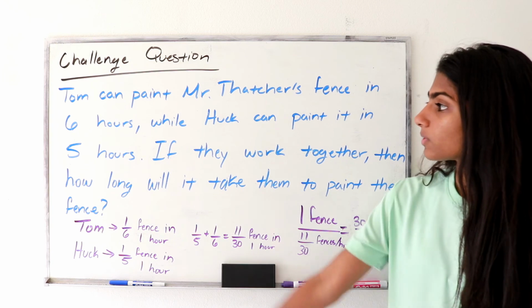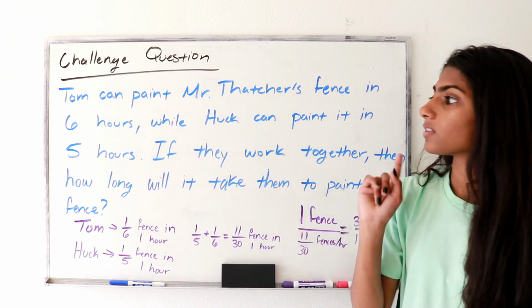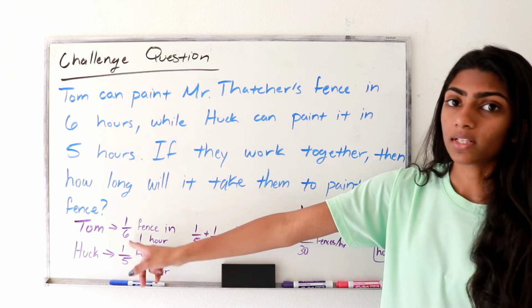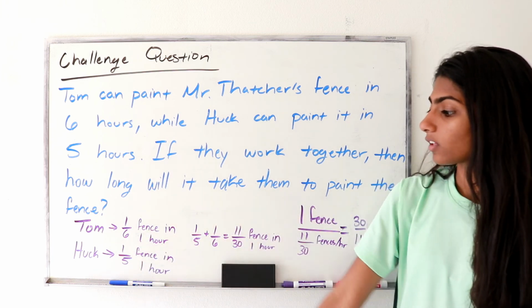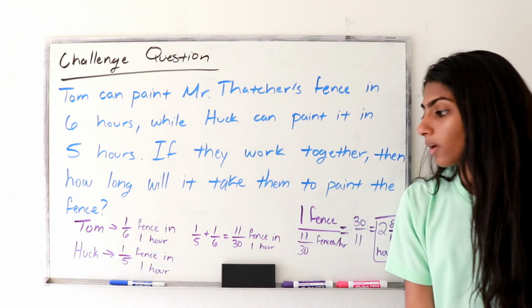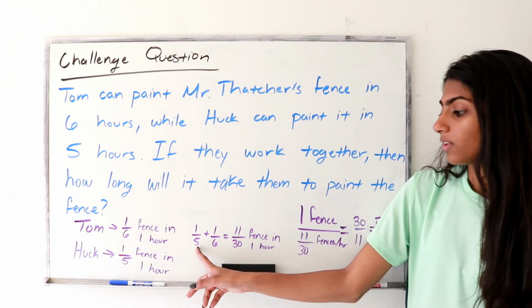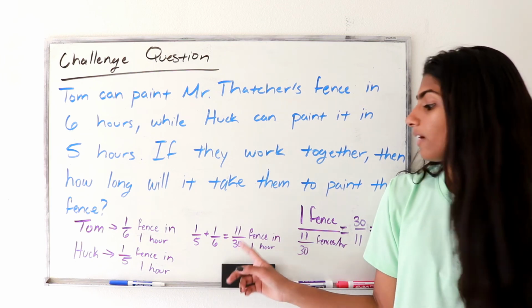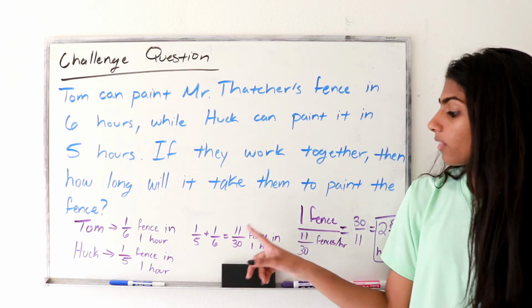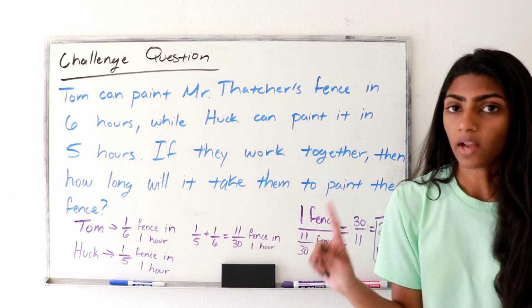So Tom, since we know that it takes 6 hours to paint the fence, we know that it'll take 1 hour to paint 1/6 of the fence. And for Huck, it'll take 1 hour to paint 1/5 of the fence. So what we want to do is add them. So we add 1/5 plus 1/6, and that equals 11 over 30. So that means that they can both together paint 11/30ths of the fence in 1 hour.